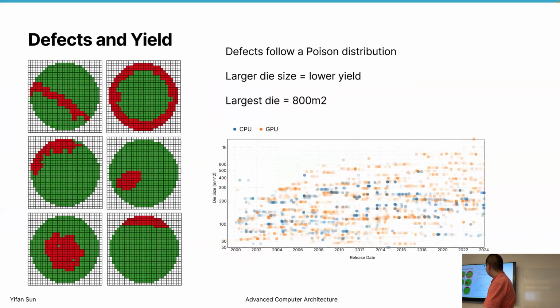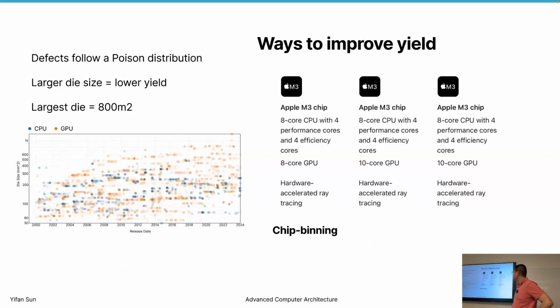Okay, and they're doing something even more crazy. They know there's probably no way to avoid problems with those chips, right? So what they do, I don't know if you've heard of this. This is a screenshot from Apple. So they sell an 8-core CPU with 4 performance cores, and they sell an 8-core GPU and a 10-core GPU.